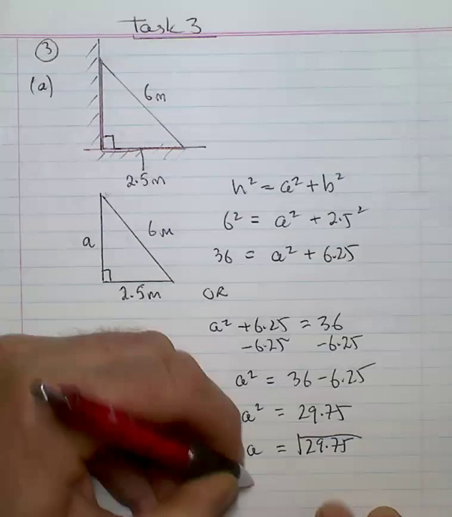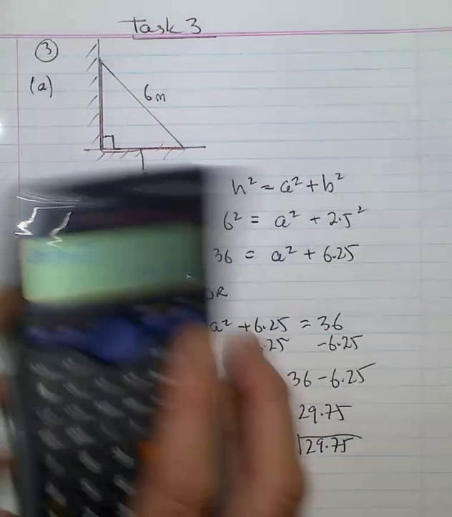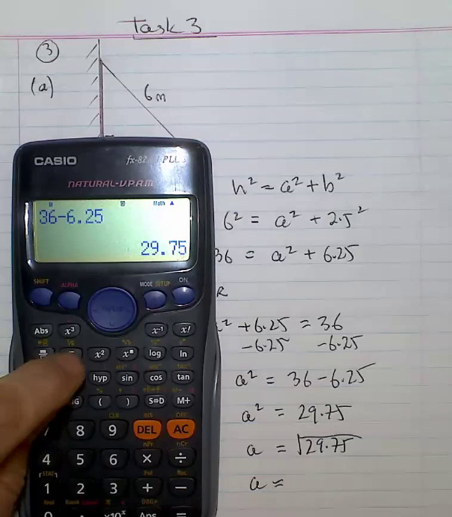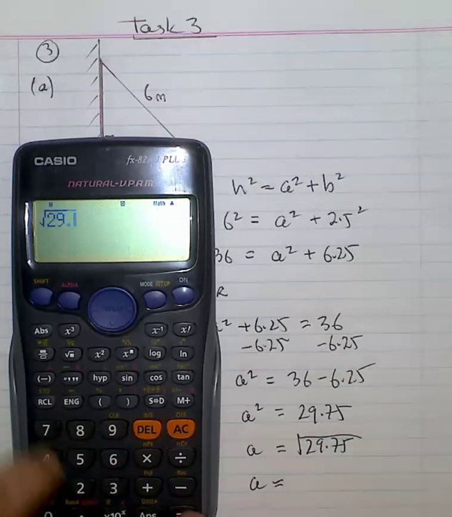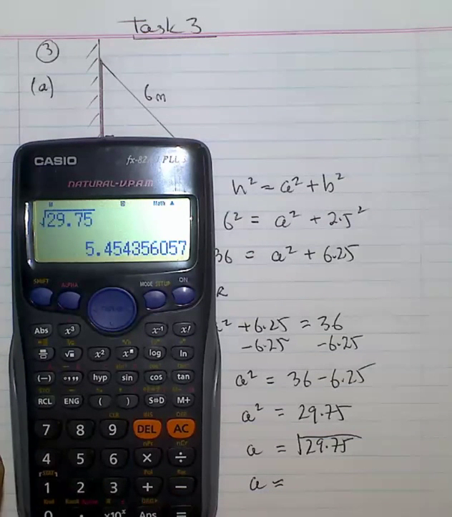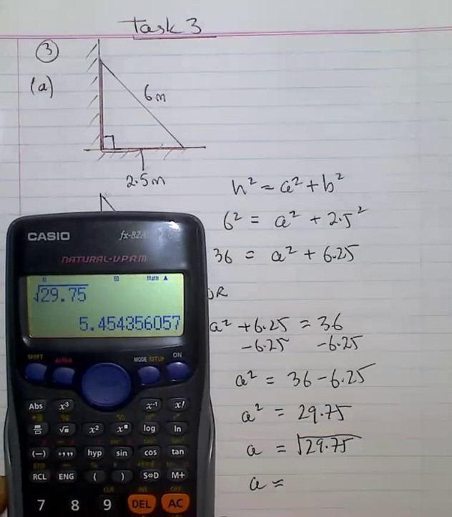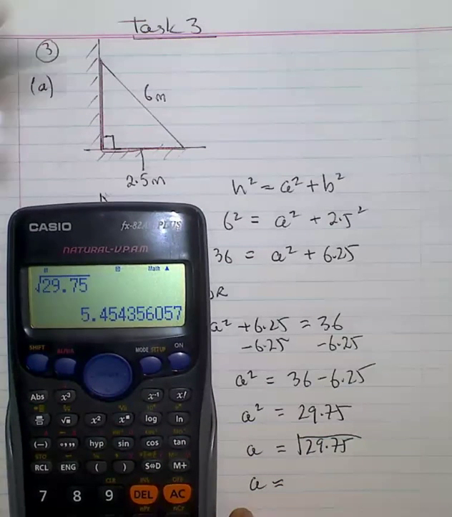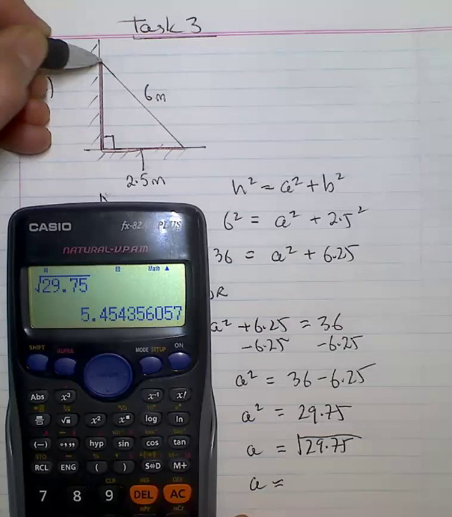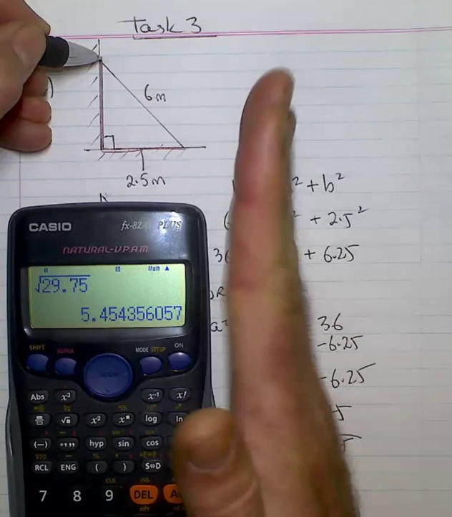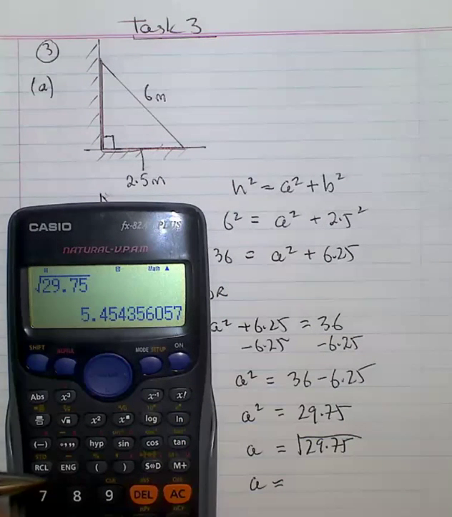As we did before, the square root. Notice I'm using a fair bit of paper with this. And that's 5.45 metres. And that doesn't look unreasonable. It must reach a shorter distance up the wall than the ladder, otherwise the ladder will be plumb up against the wall. So 5.45 metres.